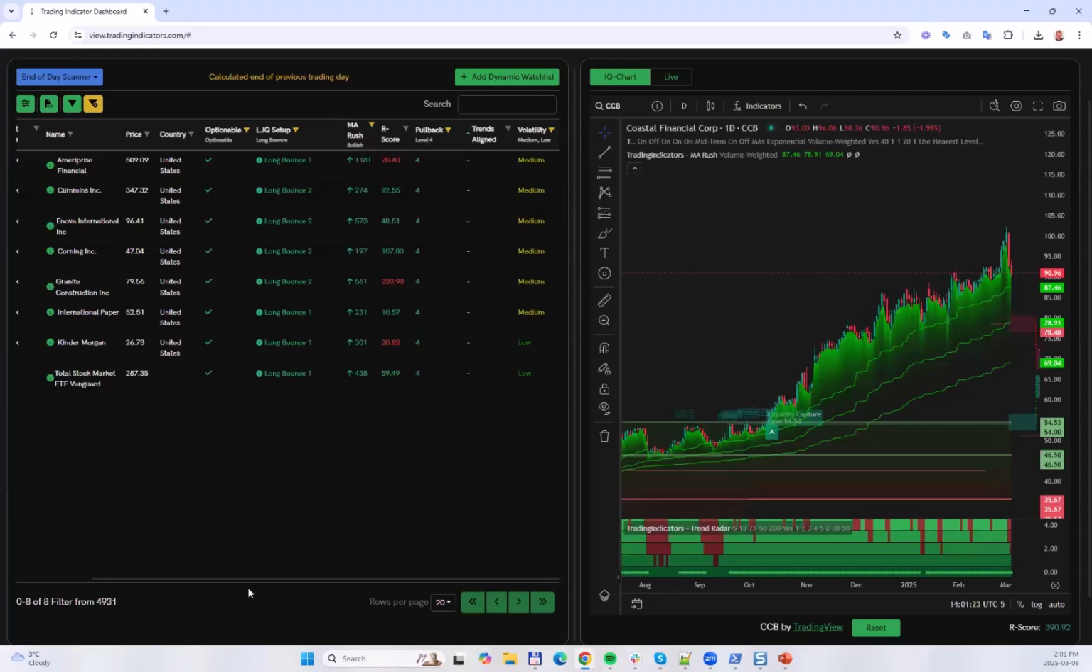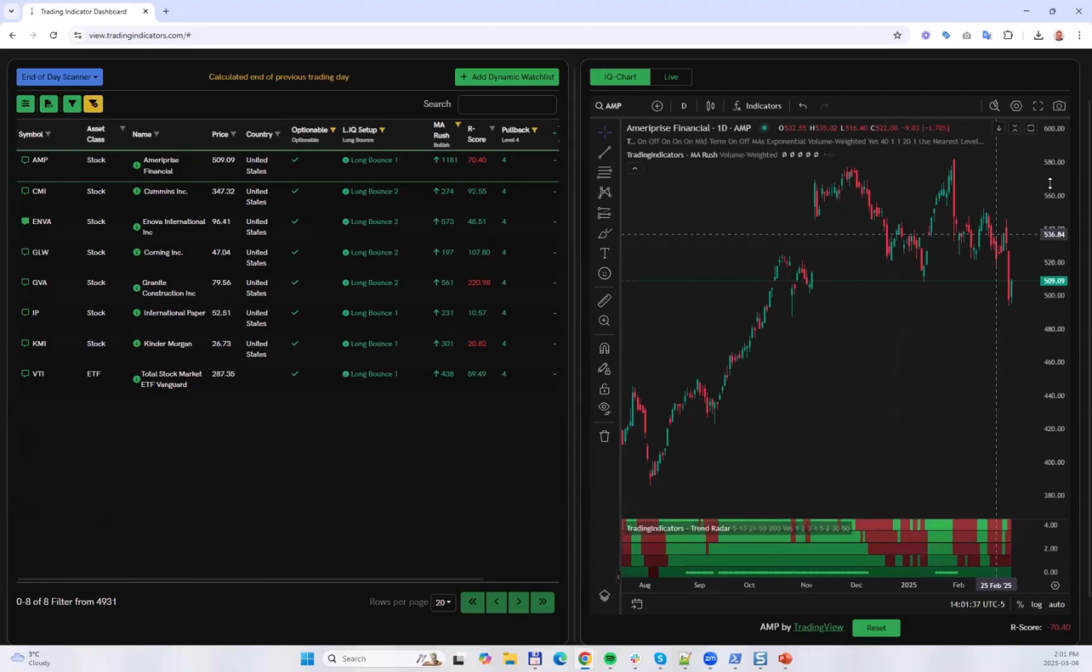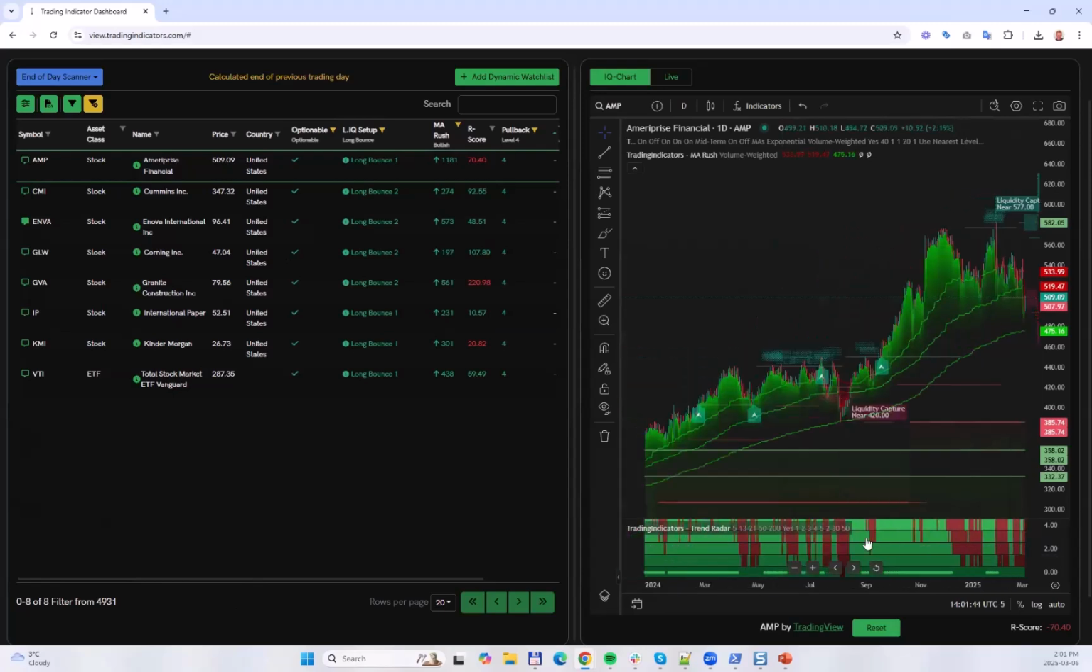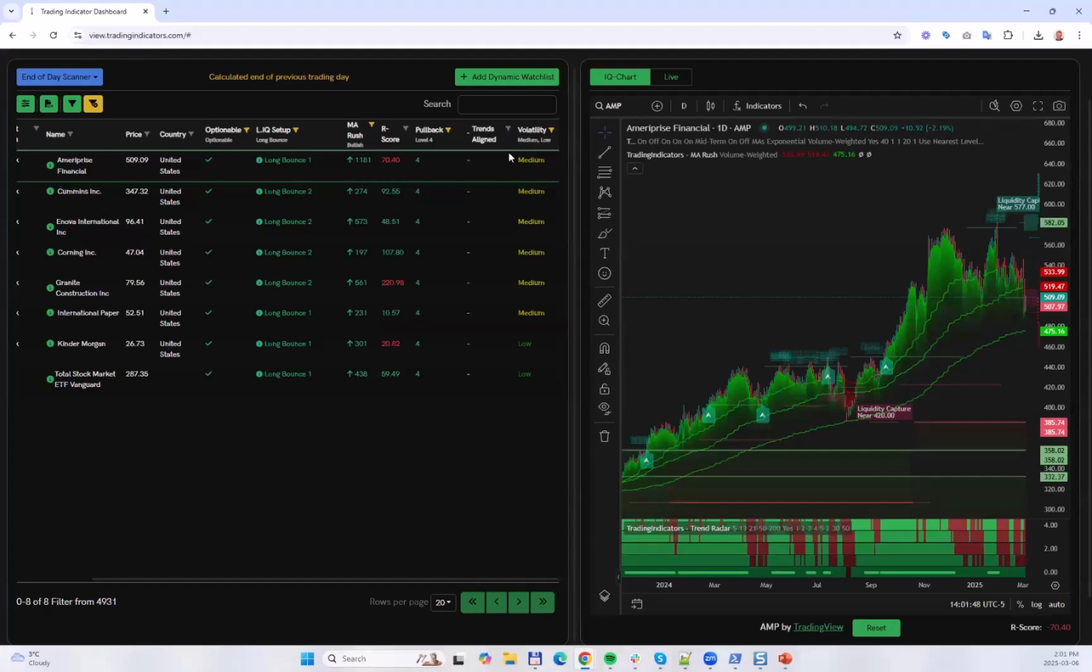So now we're down to only how many? 8 stocks. All these ones here. Yeah, they all have options chains. They satisfy all our criteria. And if I click on those, AMP, for example, we can see we are near support. That's good. Level 4 pullback, long-term uptrend. It's medium volatility, so option prices are probably fairly affordable, and so forth.